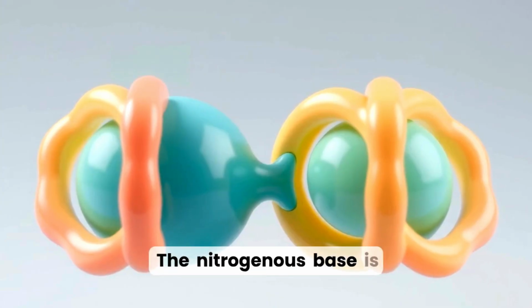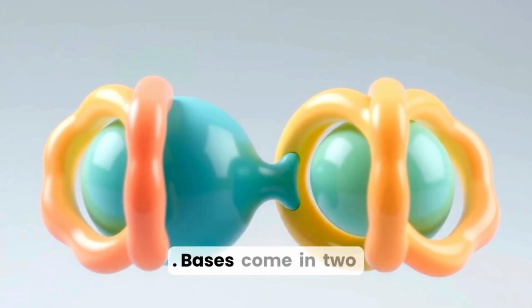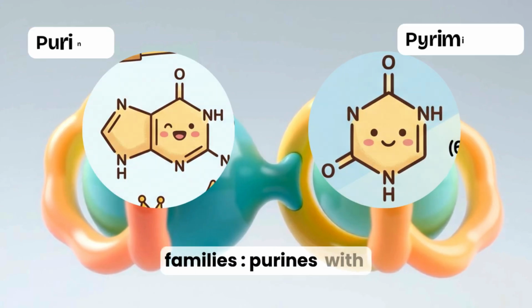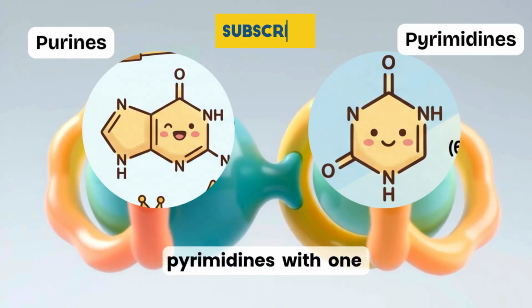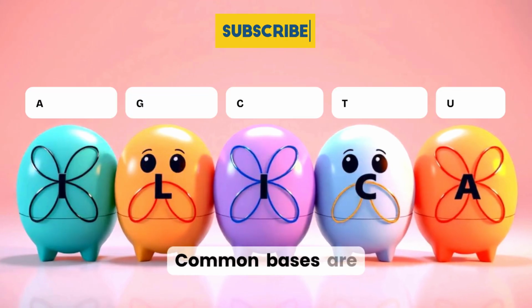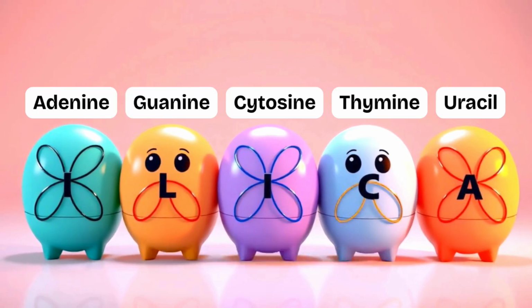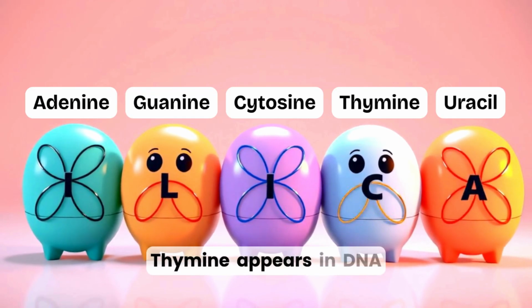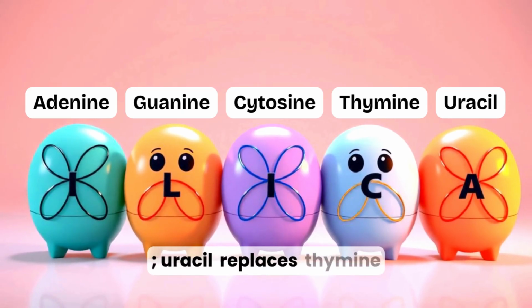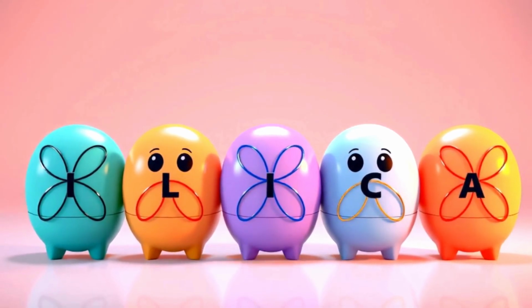The nitrogenous base is the information carrier. Bases come in two families: purines with 2 rings and pyrimidines with 1 ring. Common bases are adenine, guanine, cytosine, thymine, and uracil. Thymine appears in DNA. Uracil replaces thymine in RNA.